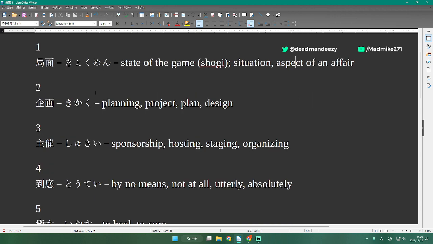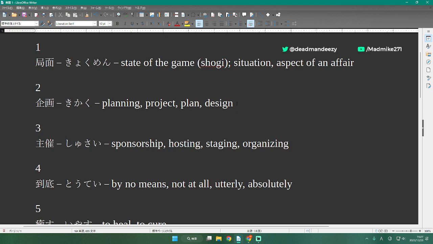Number 2 is kikaku. Ki on the left side for planning, and kaku on the right side for a drawing or a design. So a kikaku is literally a drawing out of a plan. The planning, project, plan, or design. Kikaku is planning, project, plan, or design.